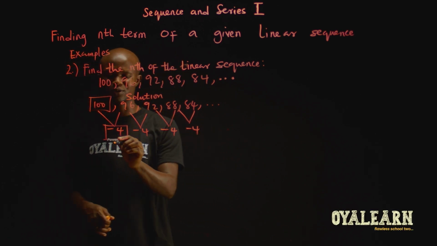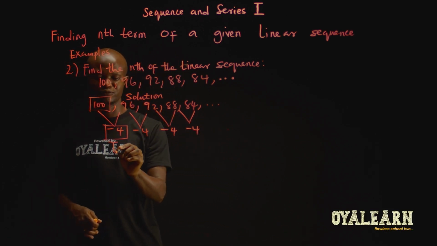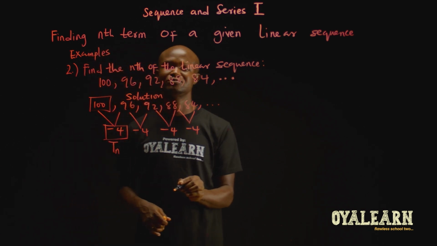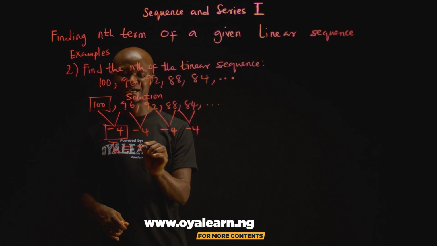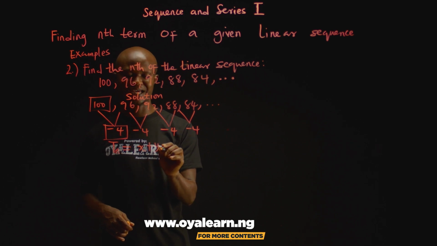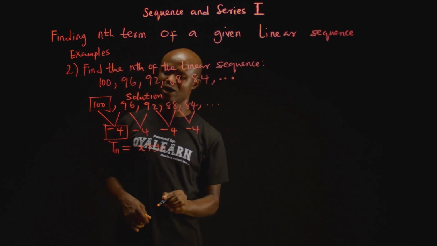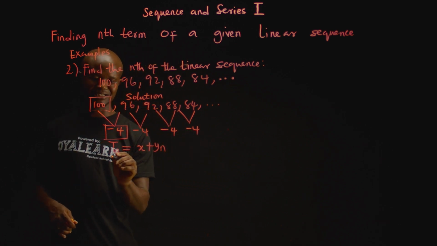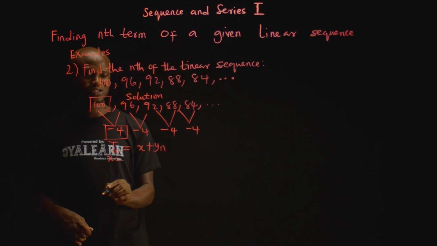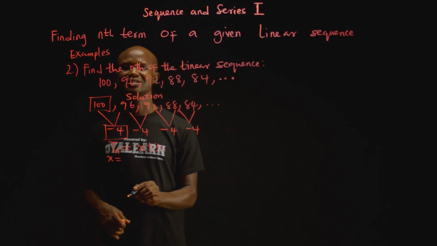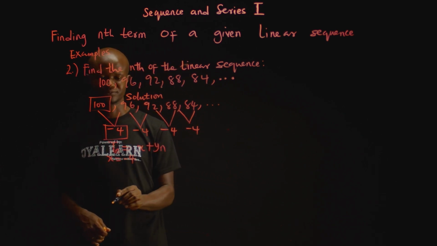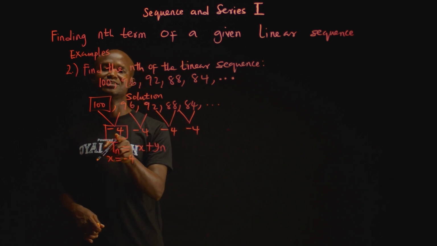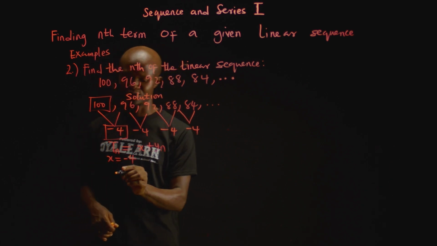So based on the formula of the n term of a linear sequence, we have Tn equals to what? X plus Yn. Now, the x here is equals to what? What is the value of x? X equals to minus 4. The value of x is the difference, which is minus 4.